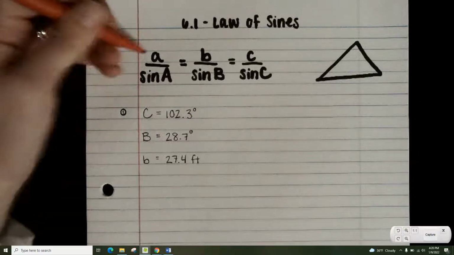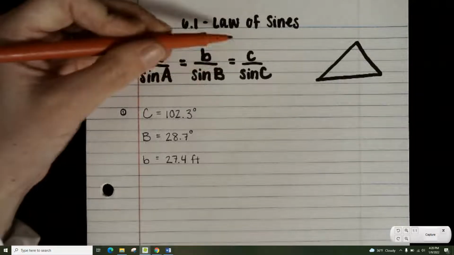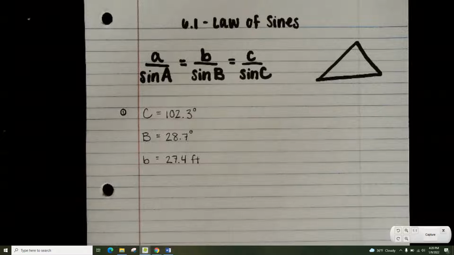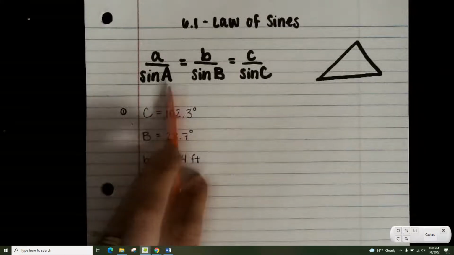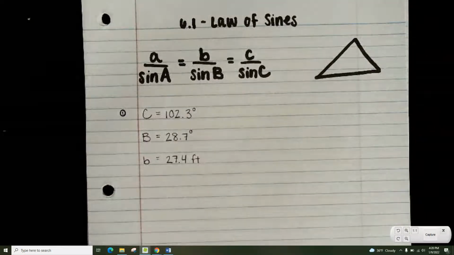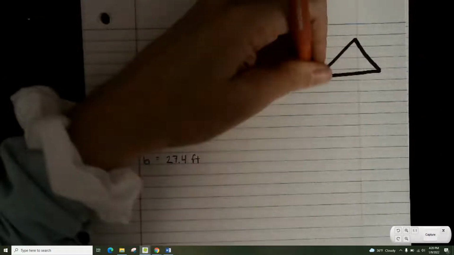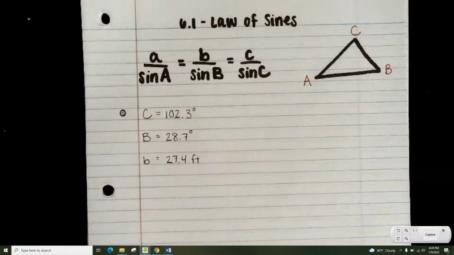So we have a over sine of A equals b over sine of B equals c over sine of C. As we know, the input of a sine function is an angle. So capital A, capital B, and capital C are all angles. It doesn't necessarily matter which order you label these in, but I'm going to do them like this. So here is capital A, capital B, and capital C.